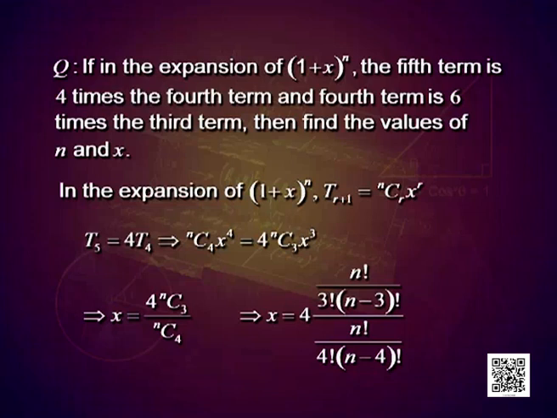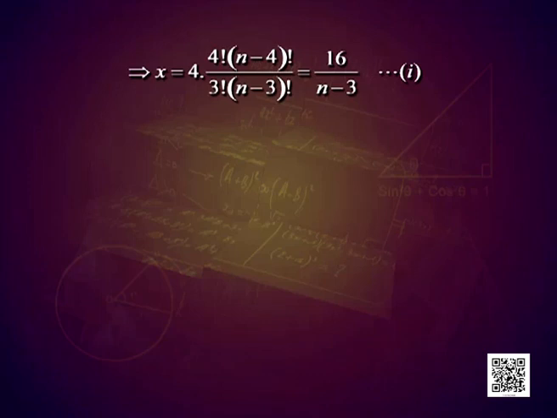If I rewrite the nC3 and nC4 in terms of factorial, there is definite simplification happening. n factorial will get cancelled. Between (n minus 3) factorial and (n minus 4) factorial, I expand the larger of the two, which is (n minus 3) factorial, and I will end up with (n minus 3) factorial cancelling out, and I am left with x to be same as 16 by (n minus 3).